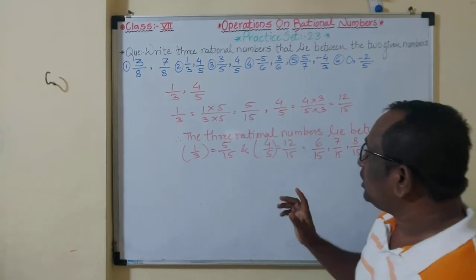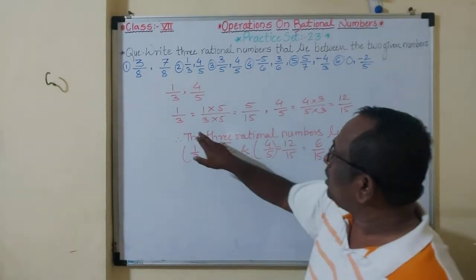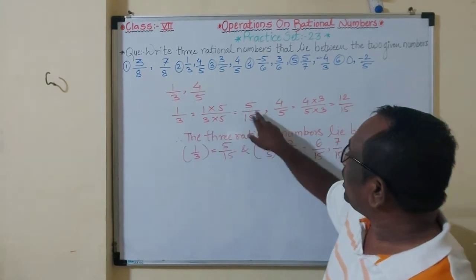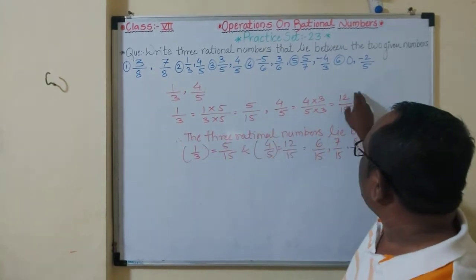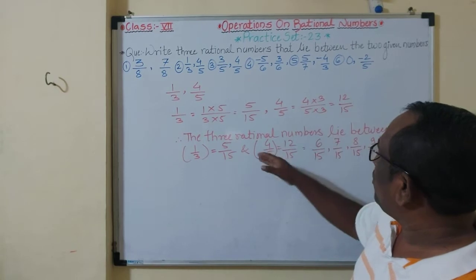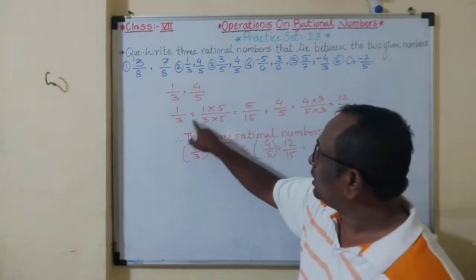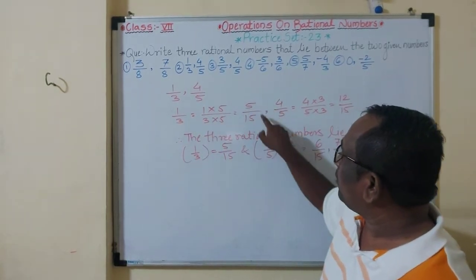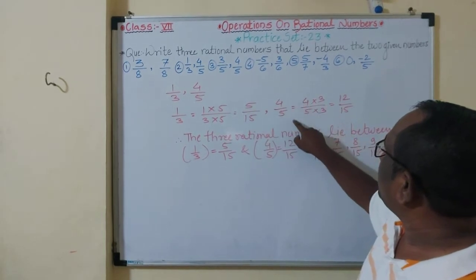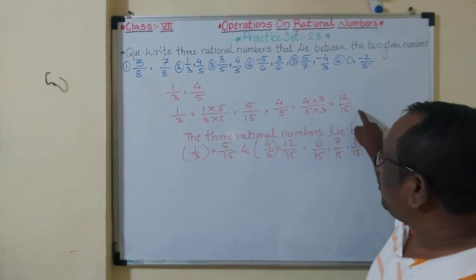Now students, maybe in your mind you ask, sir, here actually there are 5 upon 15 and 12 upon 15, so why do we write this? Because the equivalent fraction of 1 upon 3 is 5 upon 15 and the equivalent fraction of 4 upon 5 is 12 upon 15.